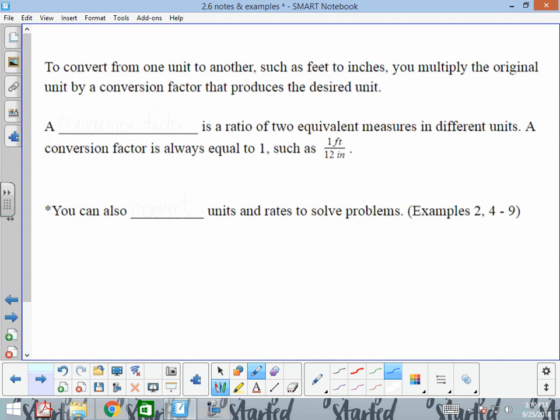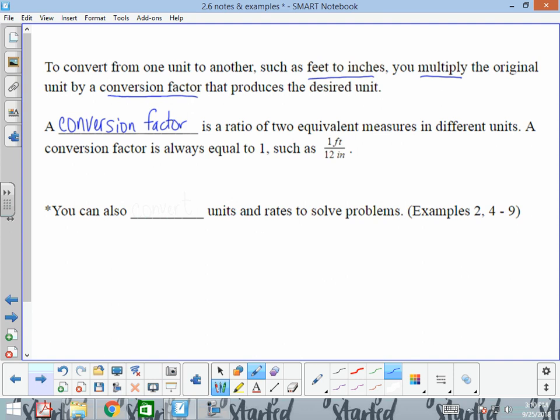All right, let's finish up some more definitions. To convert from one unit to another, such as feet to inches, you multiply the original unit by a conversion factor that produces the desired unit. I'm going to give you a list of conversion factors on the back of this sheet. A conversion factor is a ratio of two equivalent measures in different units. For example, it's always equal to 1.